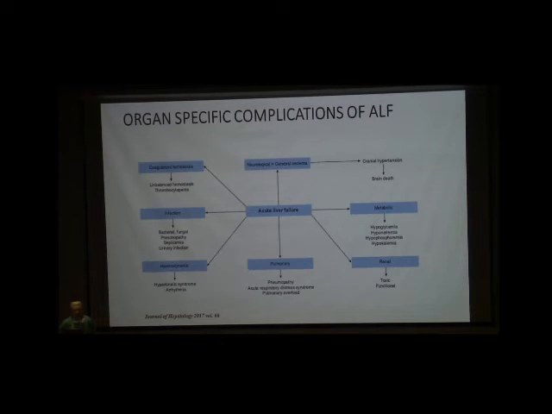So coming on to the organ-specific complications of ALF. The most common organ involved in acute liver failure is neurological. It leads to hepatic encephalopathy and cerebral edema, which can lead to cranial hypertension, and it can also result in brain death. The other important system involved is the coagulation system. It can lead to unbalanced hemostasis resulting from thrombocytopenia.